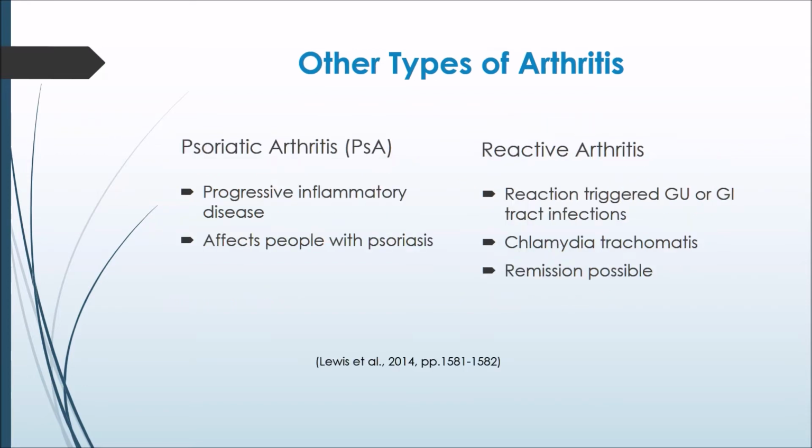Psoriatic arthritis is a progressive inflammatory disease that affects people with psoriasis. Reactive arthritis is a reaction triggered in the body after exposure to specific GU or GI tract infections. Chlamydia trachomatis is implicated in sexually transmitted reactive arthritis. However, remission is possible with pharmacological treatment.